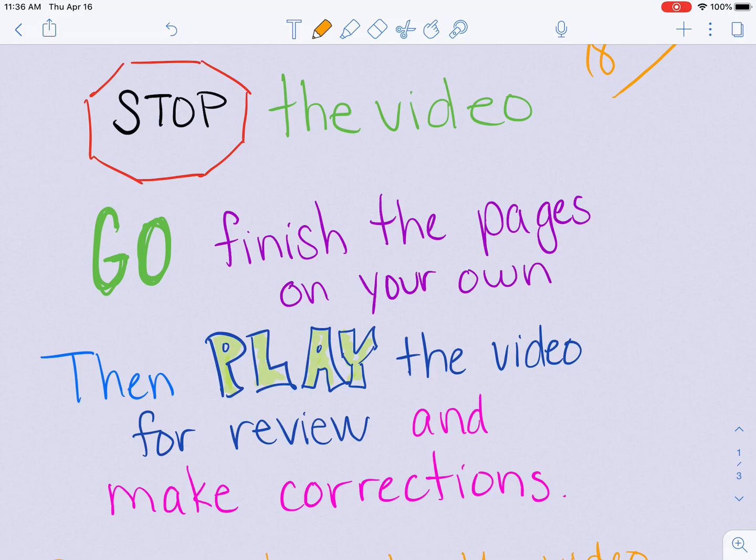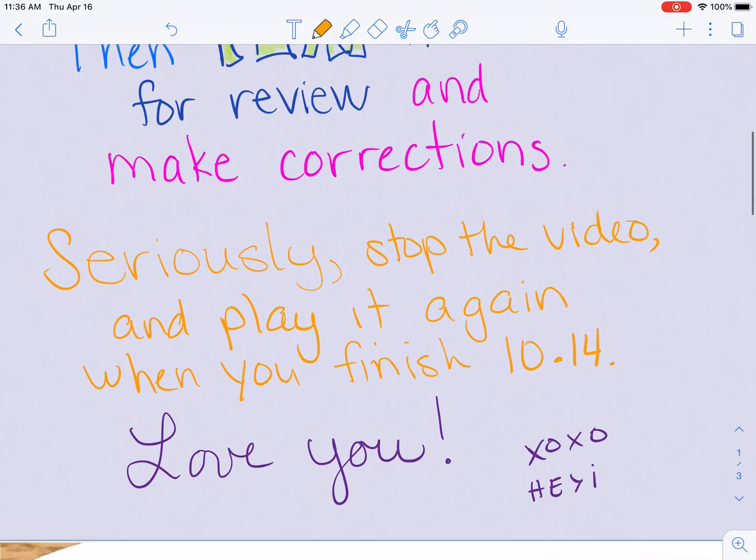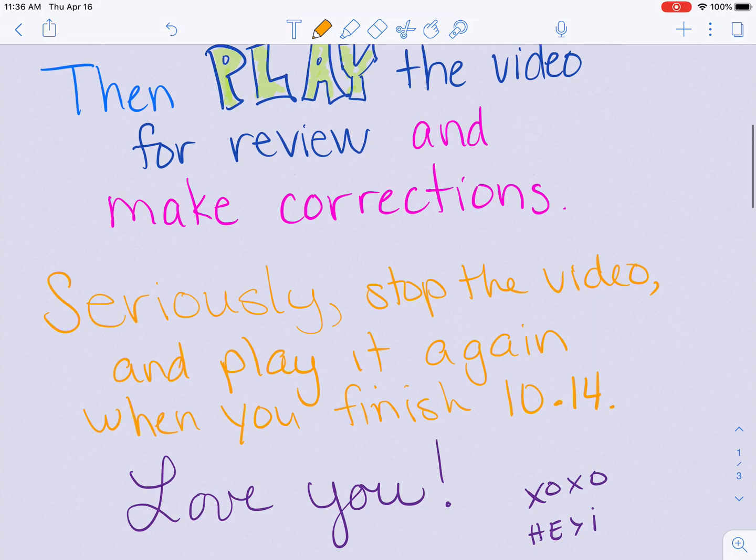make corrections. So some of you are just going to turn off the video and not come back. No, I don't want you to do that either, because I want to make sure you actually get these right and you still remember how to do it. Now, seriously, stop the video. Play it again when you finish.